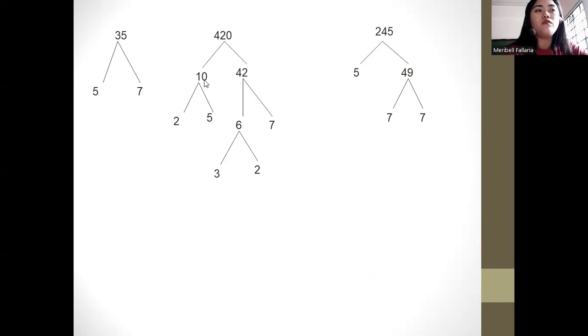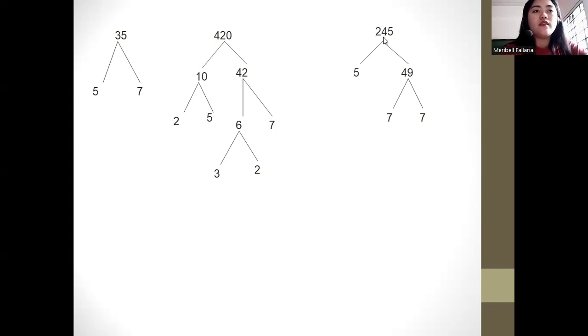420. We all know that 10 times 42 is equal to 420, but 10 and 42 are not prime. That's why we're going to expand. Then 10, we can use 2 times 5. 2 and 5 are prime. And then 42, we can use 6 times 7. 7 is a prime, but 6 is not a prime, so we're going to expand. We can get 3 times 2. If we multiply this all, it will be equal to 420.